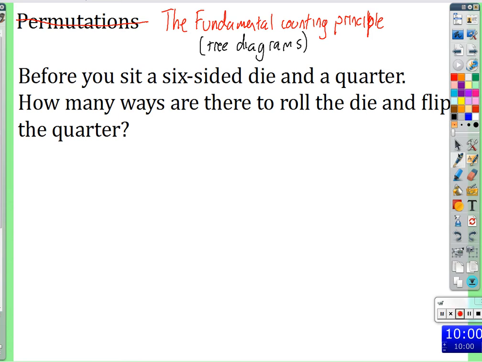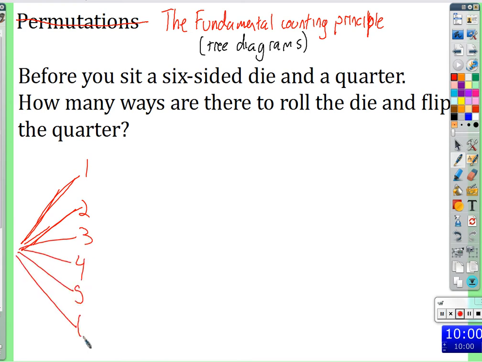Okay. To count how many ways these things can happen in sequence is pretty simple. We can use something called a tree diagram. We use this tree diagram to first start off with how many ways the first event can happen. The first event is that you roll a die. How many ways can that first event happen? Six. You can get a one, two, a three, a four, a five, or a six.